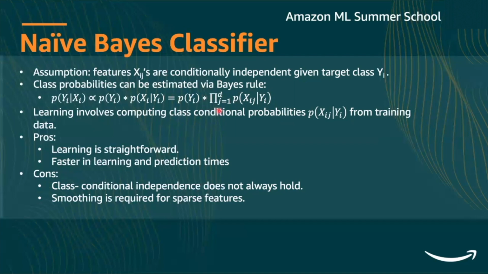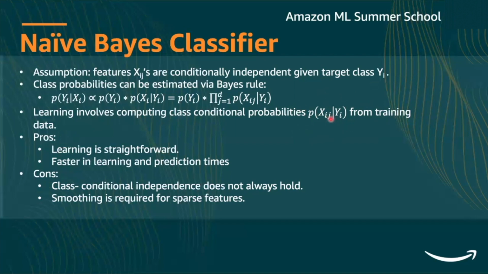So in naive Bayes classifier, there is no training as such, right? There is a learning which simply involves computing the class conditional probabilities from the training data itself. You have to compute this value from the training data, right? Now the advantage is that the learning is straightforward. It's really fast during learning as well as prediction time, because there's no training involved, right? You just need to compute these tables from the training data, right?